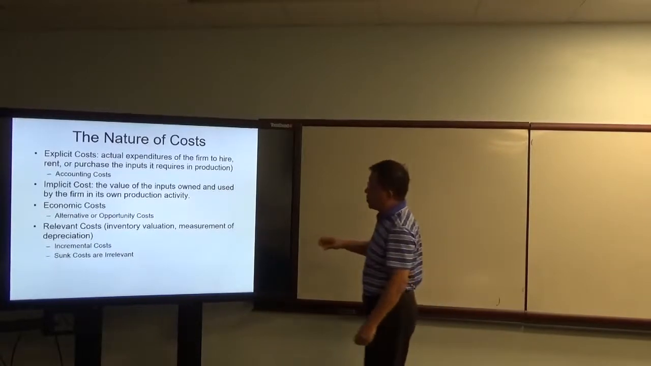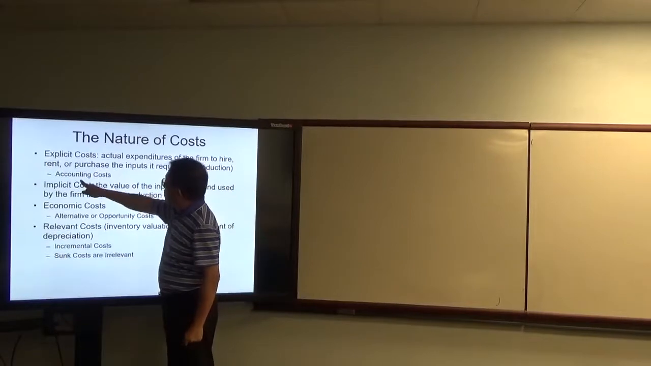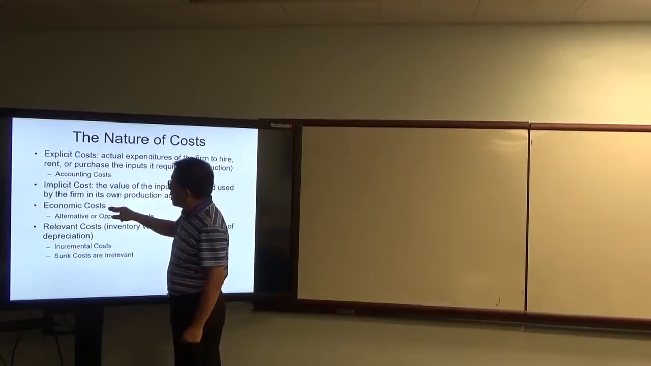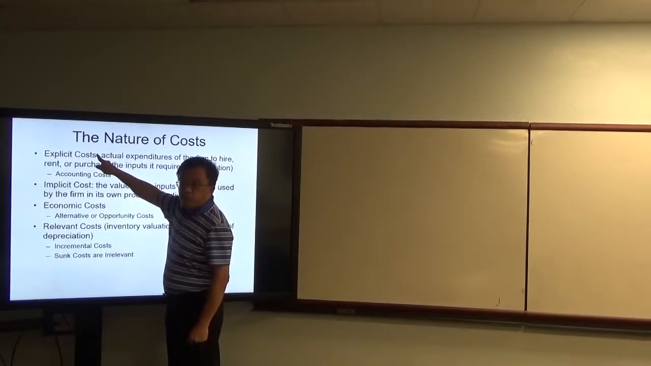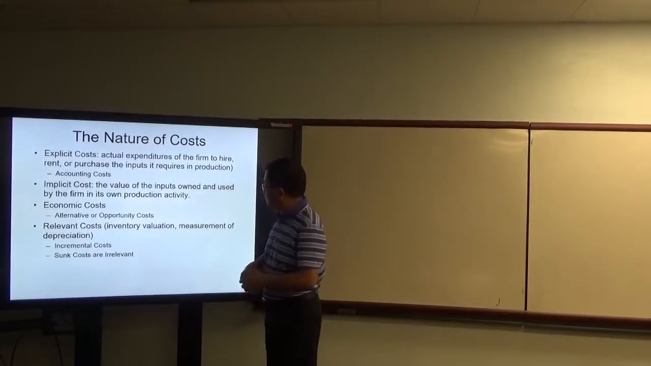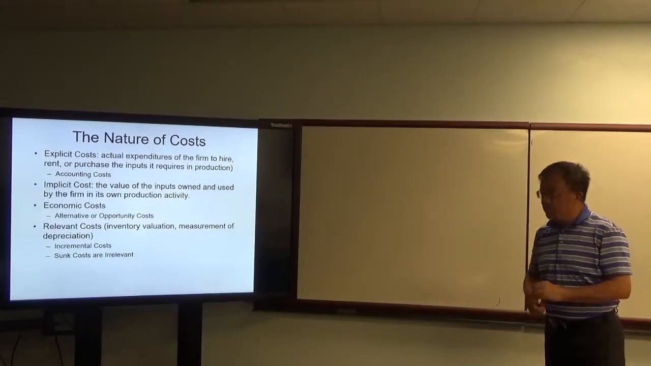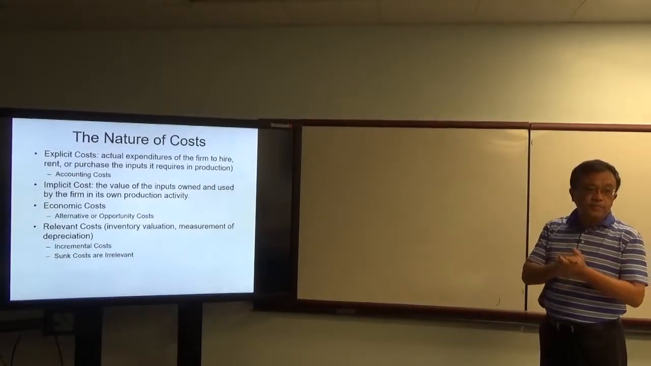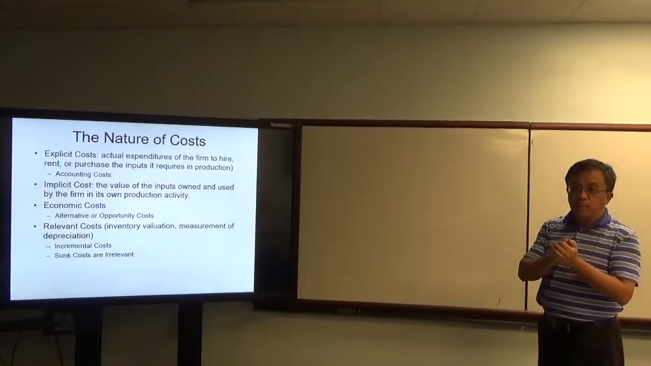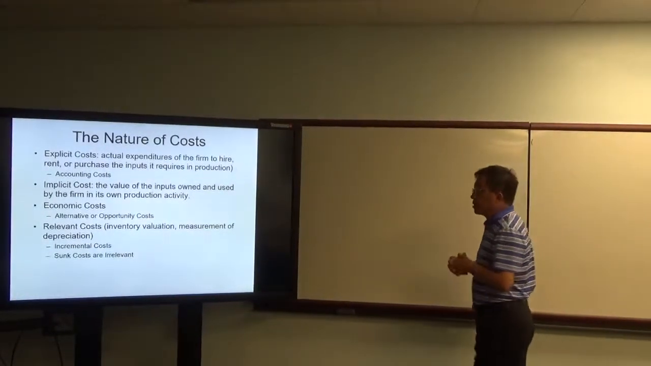And economic costs basically are, so the explicit costs are also called accounting costs, and economic cost is the total explicit cost plus the implicit cost. So which cost is usually greater, the accounting cost or economic cost? Economic cost is greater because it includes the implicit cost.